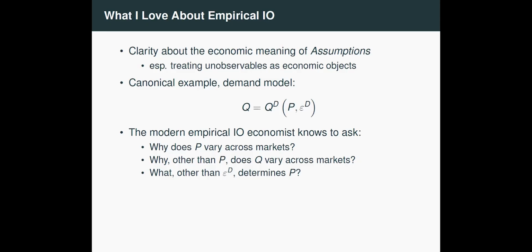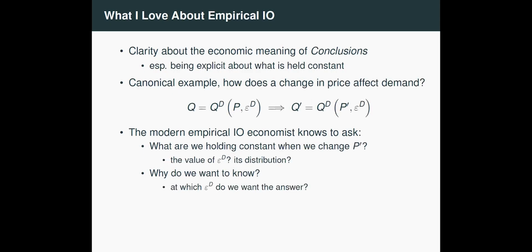A modern empirical I/O economist knows to ask questions like, we look across different markets with different prices and different quantities, why is price varying? And if it isn't just price, if we see that in two different markets that have the same price, quantity is different, why is quantity varying? And what is it other than the factors that determine demand that are determining prices? These are all very essential questions that every modern empirical I/O economist knows to ask, and it might be good if more people in other fields ask questions like those.